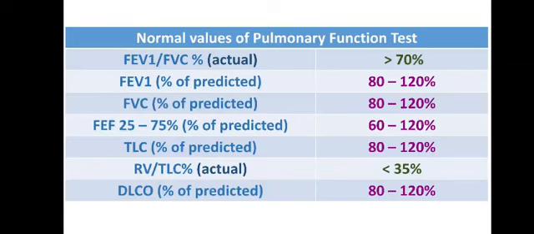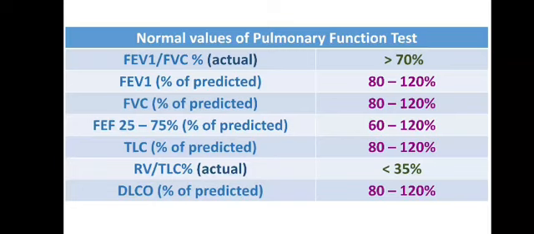Normal values of the pulmonary function test is the important slide. FEV1 FVC ratio should be taken as an actual value. More than 70% is normal. FEV1 percentage of predicted value 80 to 120%. FVC percent predicted value 80 to 120%.